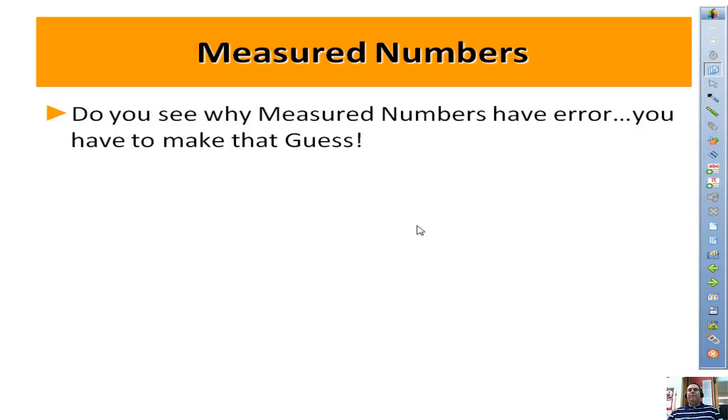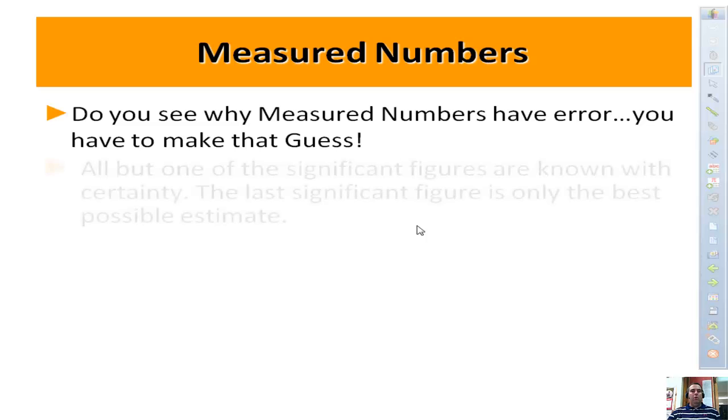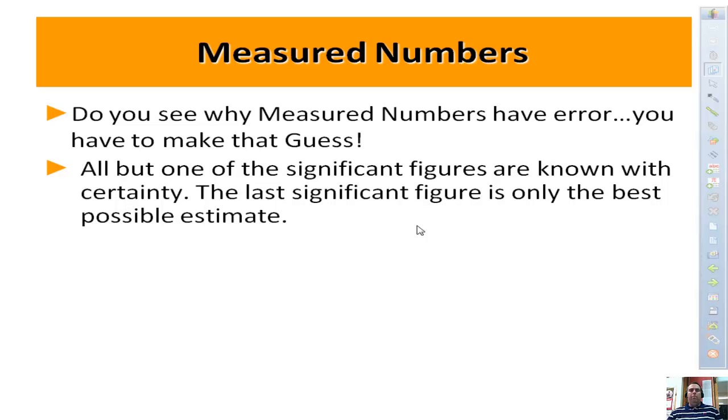If we go ahead and start looking at some measured numbers, do you see why measured numbers have error? You have to make that guess. But again, that's what makes science unique. That's what tells the reliability of an experiment. Again, the more numbers a scientist is able to give, the more precise or the better their equipment ends up being or ends up telling us. All but one of the significant figures are known with certainty.